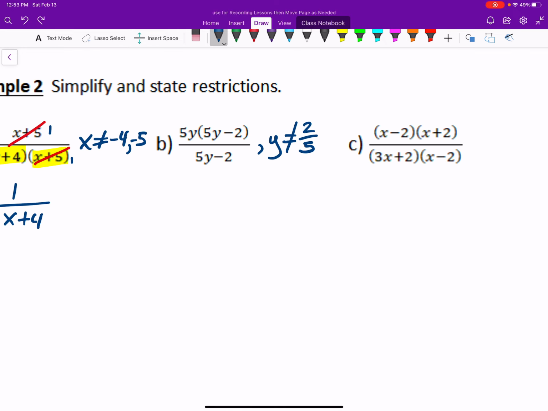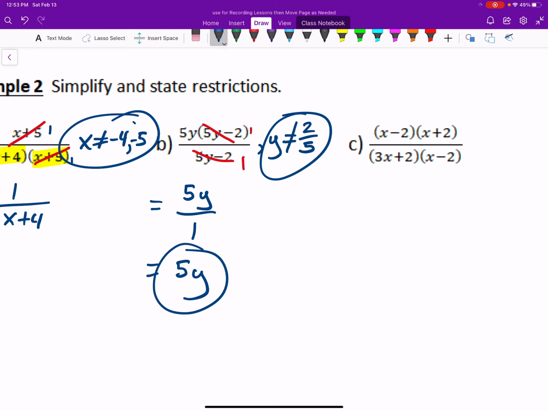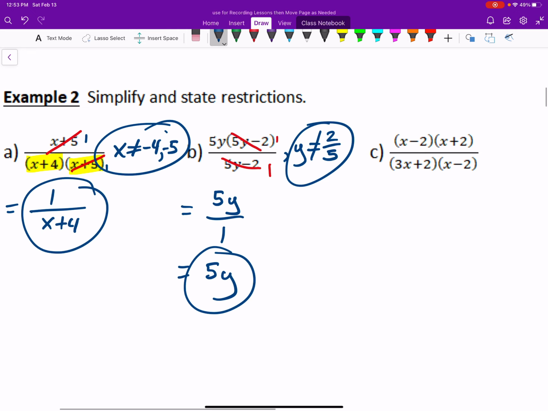B part is also in factored form. This time it's the numerator that's been factored, but you can see I've got the identical factor in the numerator as I have in the bottom. So on the top, when I reduce, when I simplify, I'd have 5y times 1, which is just 5y over 1, which of course I just write as 5y. So I've got my restriction here, just like I have my restriction here, and I've got my answer here. So I'm looking for both parts when we're simplifying things.